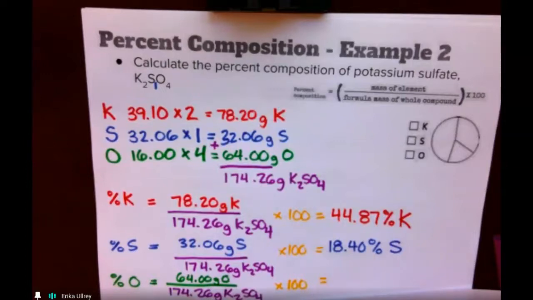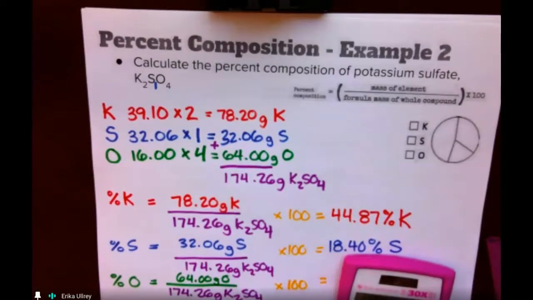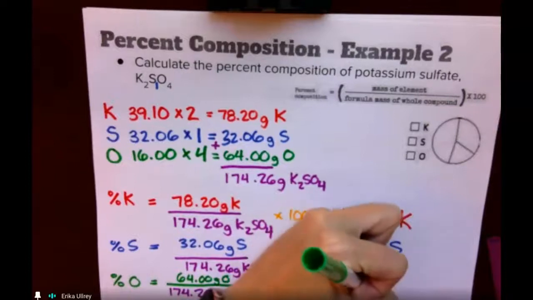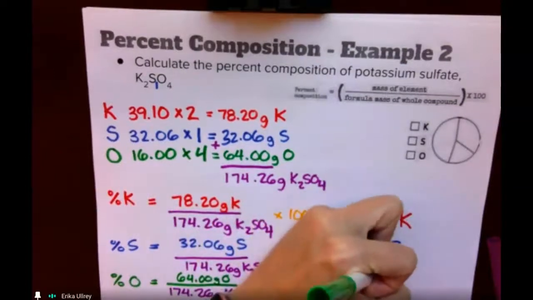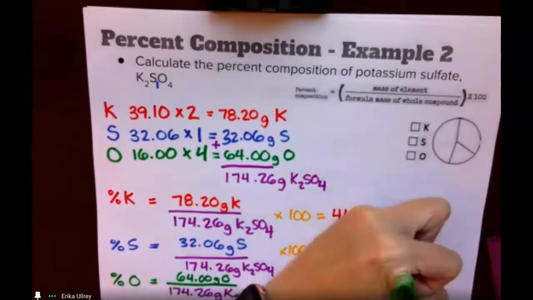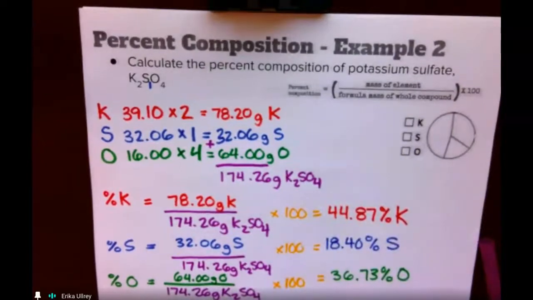So then we're going to put that in the calculator. So 64 divided by 174.26 times 100, and we get 36.73% oxygen. So there are our percentages for each of the components, right?